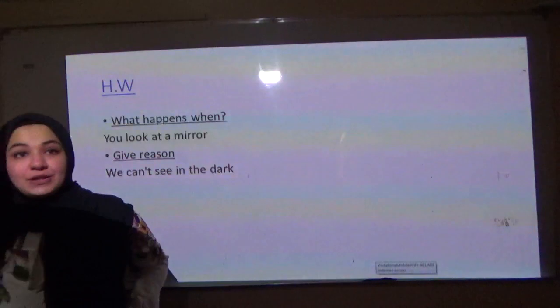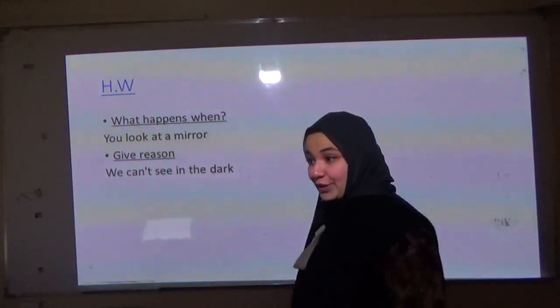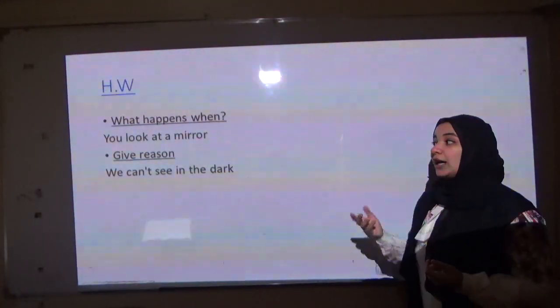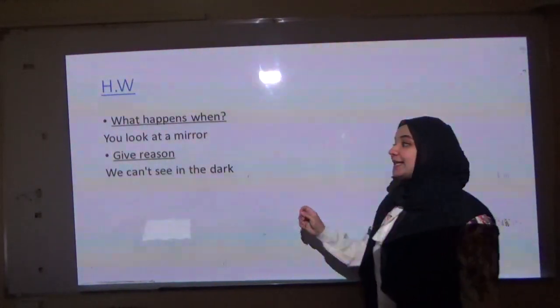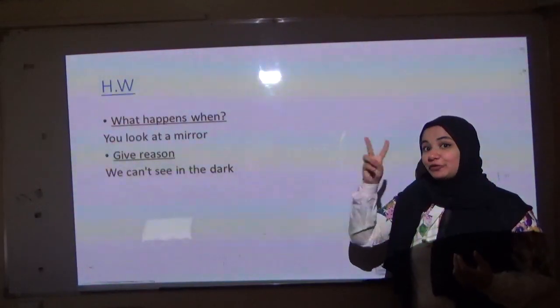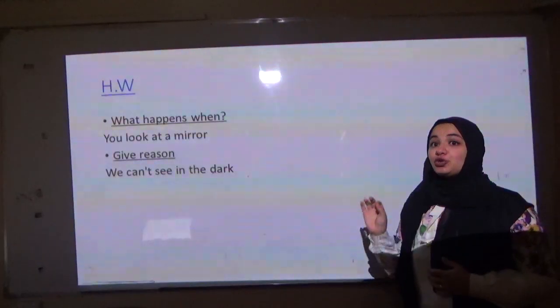Now, here is your homework question. What happens to the light when you look at the mirror? And a give-reason question: we cannot see in the dark. Why can we not see in the dark? Because I said we have two main rules in order for light reflection to occur.